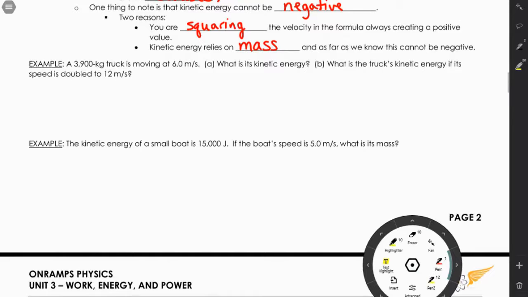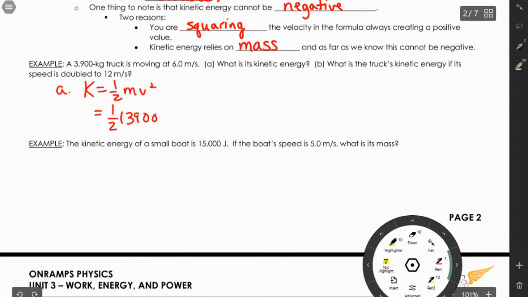Right. So this is a 3,900 kilogram truck moving at 6 meters per second. What is the kinetic energy? What is the truck's kinetic energy if its speed is doubled to 12 meters per second? All right, so A, this is just a straight kinetic energy calculation. So 1/2 mv squared. So 1/2, we have a 3,900 kilogram truck traveling 6 meters per second squared. And so we'll get a kinetic energy of 70,000 joules. Okay, that one's pretty simple, right? So we're just plugging in there.